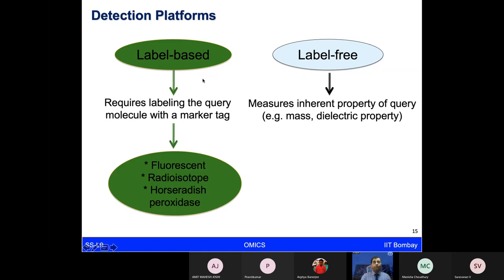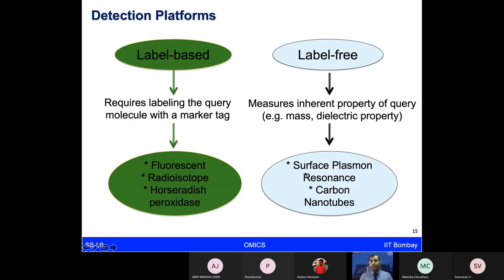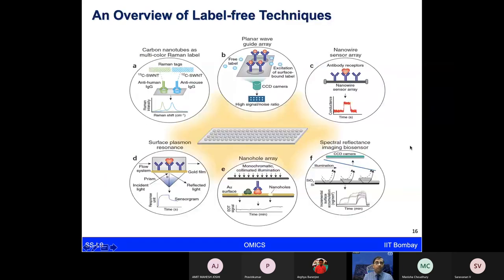Label-based methods are very popular because of the kind of instrumentation required and because the signals are very strong. Fluorescent methods, radioisotopes, and horseradish peroxidase are some of the ways used for label-based detection. But label-free is also coming up, and many technologies have come forward, based on surface plasmon resonance, carbon nanotubes, and biolayer interferometry. Many methods are being used for studying these complexes and biomolecular interactions in a label-free manner.